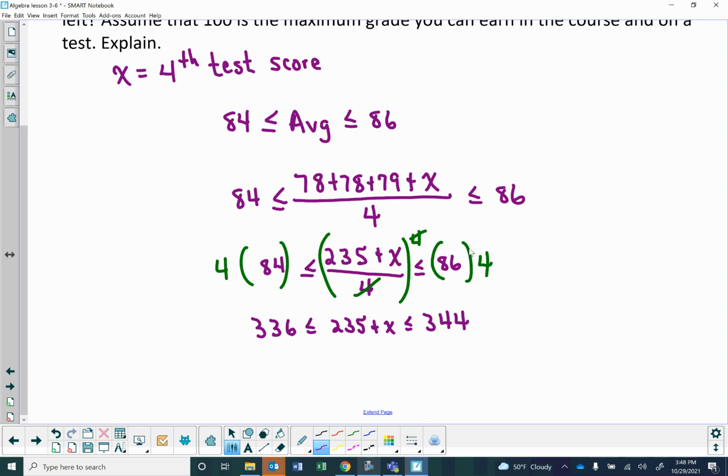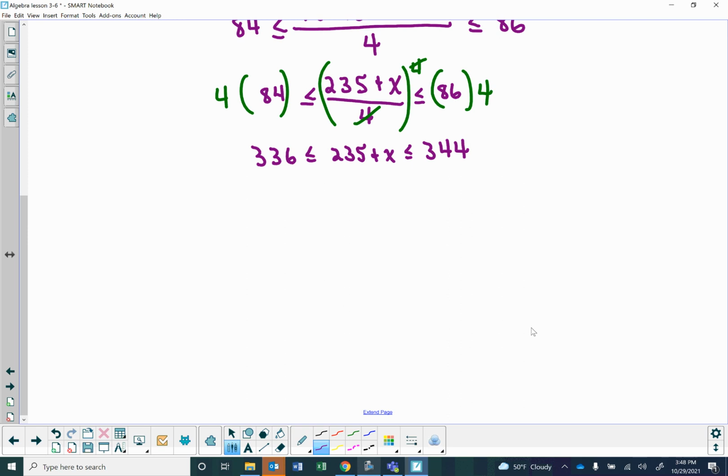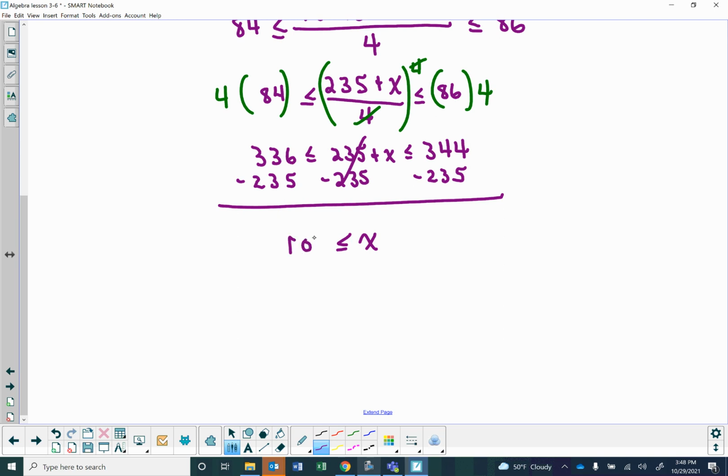Now to solve this, we need to solve this by isolating x. So to isolate x, I have to subtract 235 from it. So I subtract 235 from the middle. I subtract 235 from the left. And I subtract 235 from the right. When I do that, I'm left with x in the middle, just like I wanted. It's greater than or equal to 336 minus 235 is a 101. That's a funny looking 1, isn't it? It's almost like a backwards 7. There we go, that's better. And then 344 minus 235 is a 109.